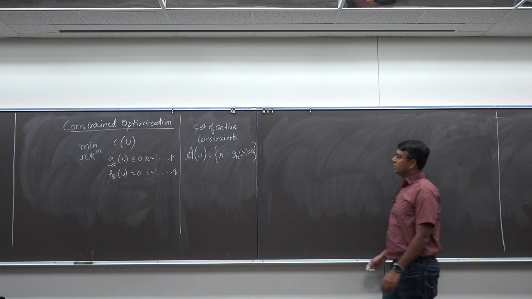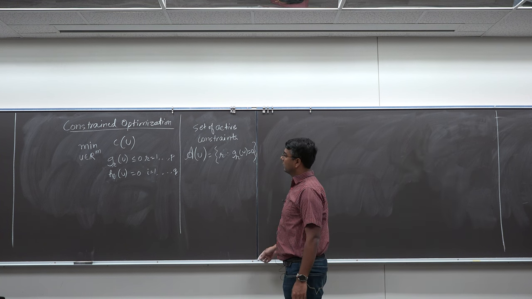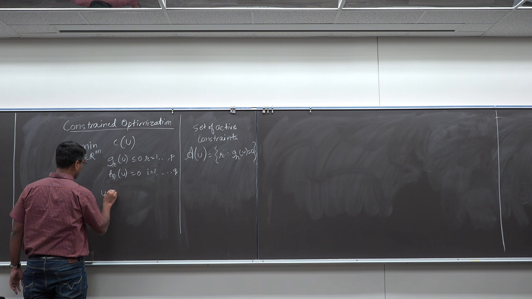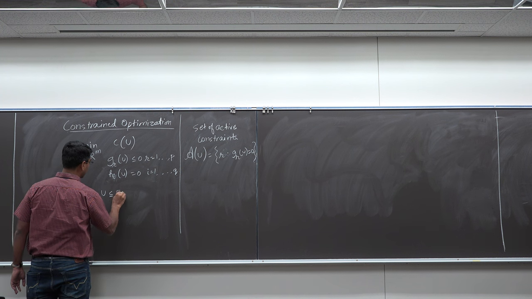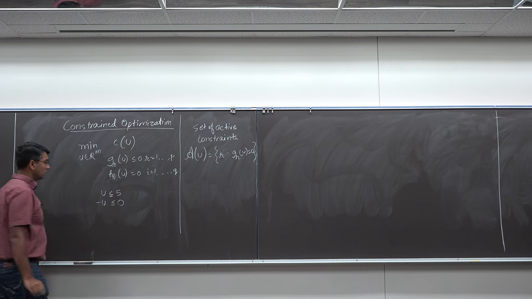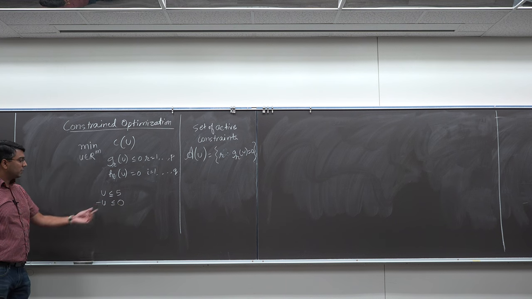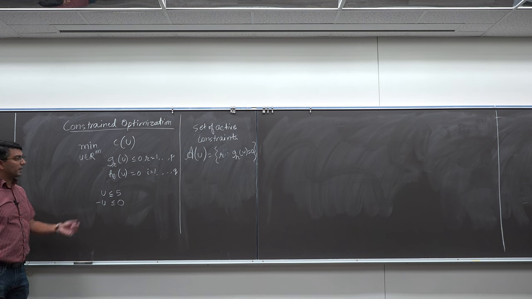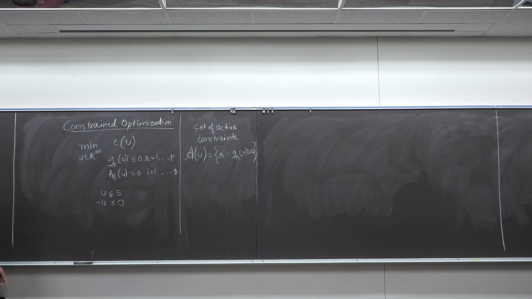If I have two inequalities, u less than or equal to 5 and minus u less than or equal to 0, which is equivalent to saying u is greater than or equal to 0. So I want my u to be between 0 and 5. That's my constraint. So I have two constraints.